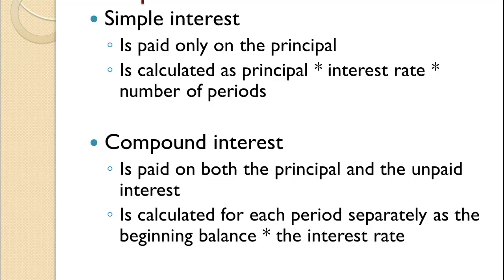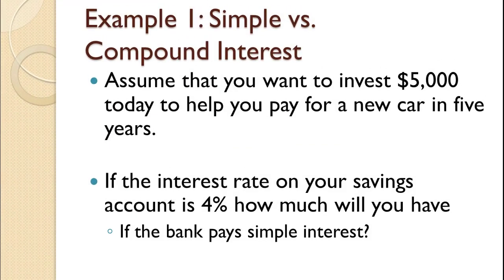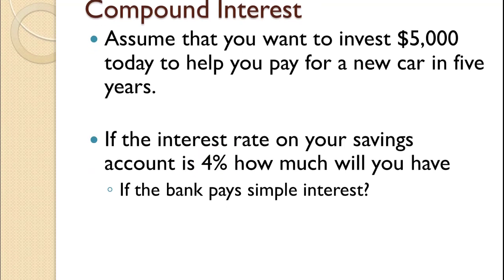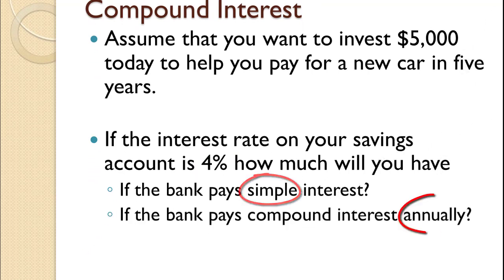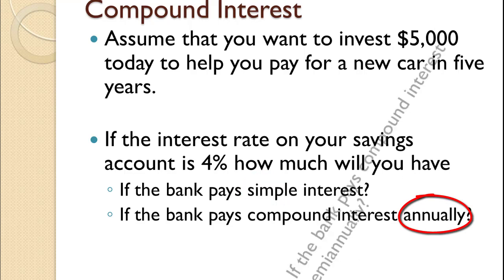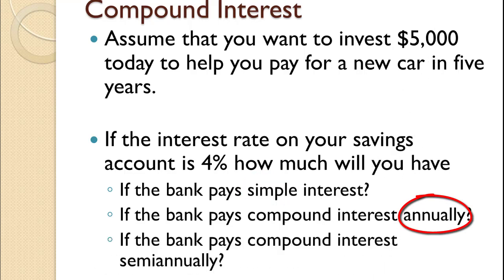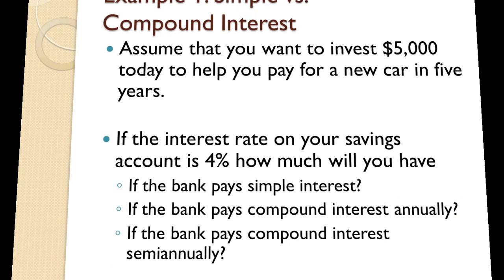So let's take a look at an example. Let's assume that we're going to invest $5,000 today to help us buy a new car. So we go to the bank and they offer us a 4% interest rate on a special savings account. And we can choose from three options. Option number one is an account that pays simple interest. Option number two is if the bank compounds the interest annually. Option number three is they'll compound the interest semi-annually. And we have to decide which of these three bank accounts we'll put our money in.